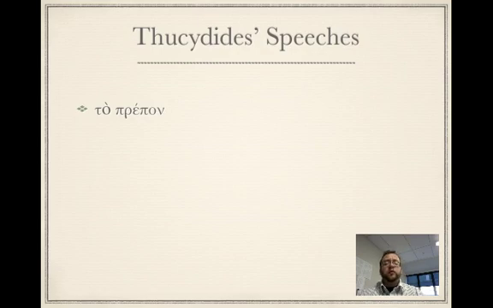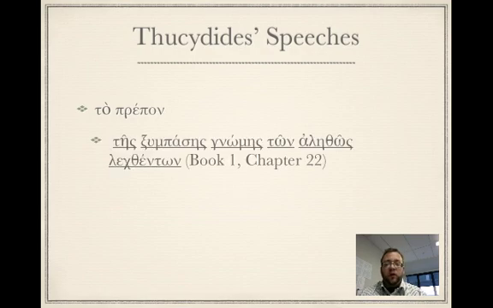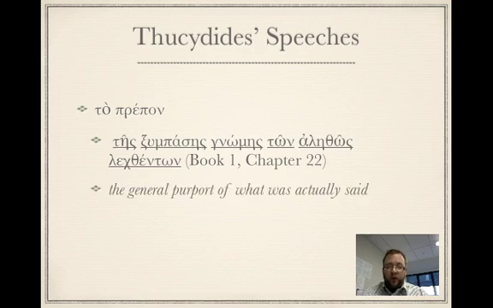In his speeches he tries to aim for something we call tropepon, which is not what the speakers really said or historically correctly said or what he heard. It's what is the most fitting of what they might have said. So his speeches are mainly reconstructed. We don't really know what was said and what was not, but he tries to aim for tes sympases gnomes ton alethos lekthenton, the general purpose of what was actually said.